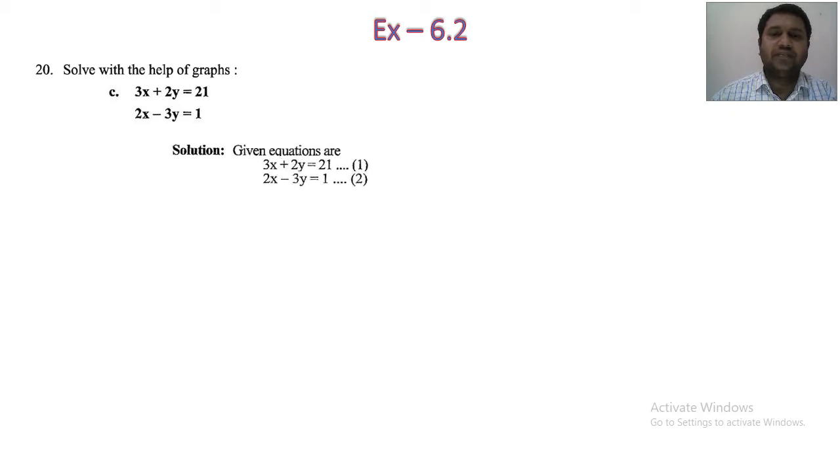So here is the solution. The given equations are 3x plus 2y equal to 21, that is equation number 1, and 2x minus 3y equal to 1, that is equation number 2. So from equation number 1, we get 2y equal to 21 minus 3x. I'm just sending this 3x to the right side. It was positive, so when I send it to the right side, it is minus 3x. So y equal to 21 minus 3x by 2. That is our equation number 3.